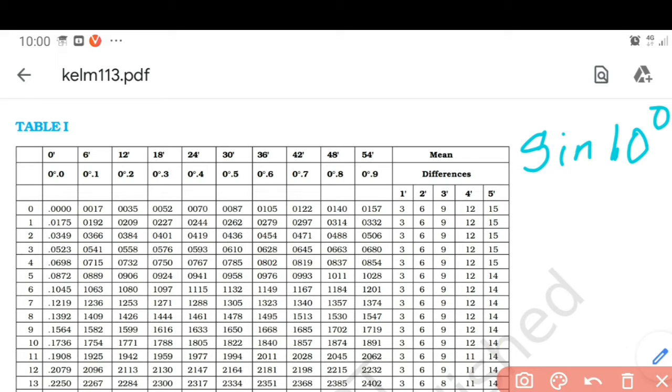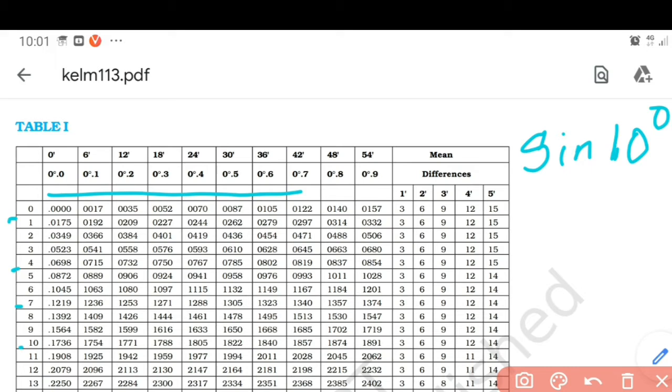on the left margin you have the angles in degree, 0 degree, 1 degree, 2 degree, etc. These values are given in degree, up to 90 degree. Now you have many columns here on the right side of that particular margin. In these columns minute values are given.